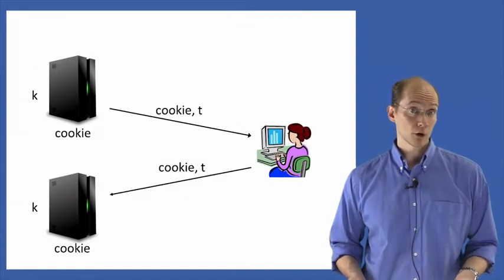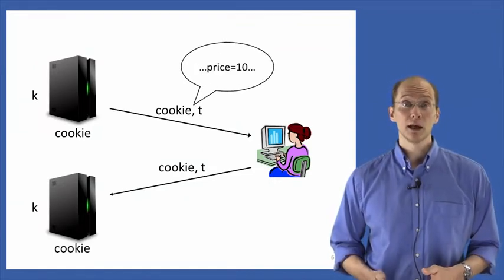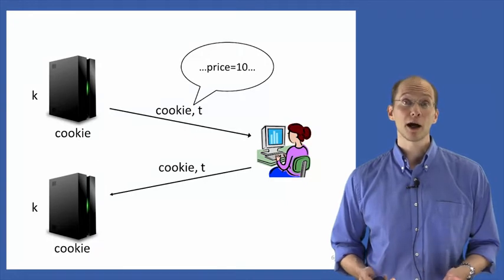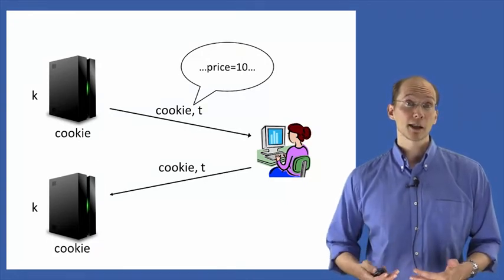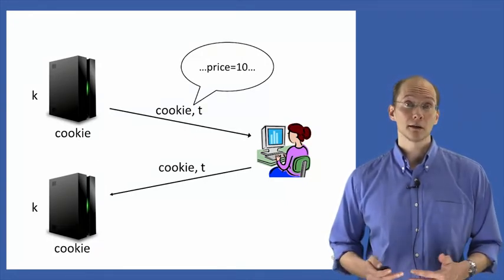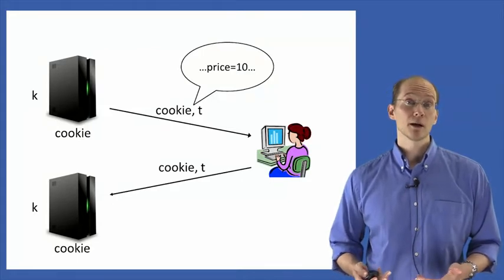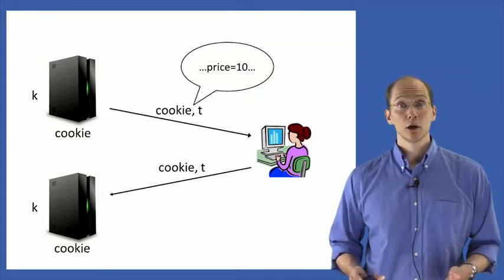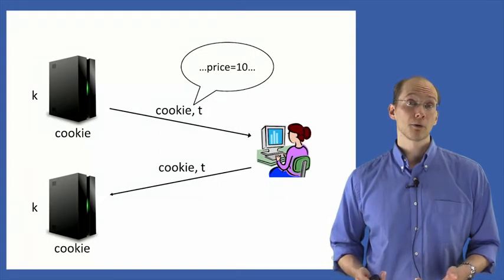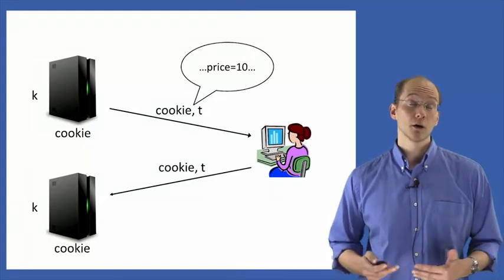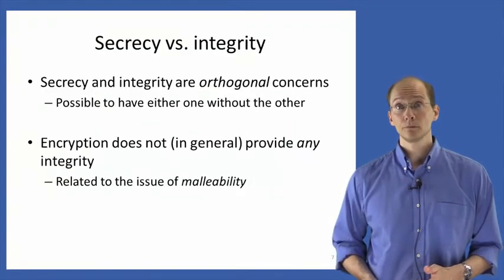Why might this be important? Well, imagine, for example, that the cookie encodes some information about the price of some item. And if the price of that item is $10, say, then it would obviously be very bad if a malicious client could modify that and change the price embedded in the cookie to, say, $1.